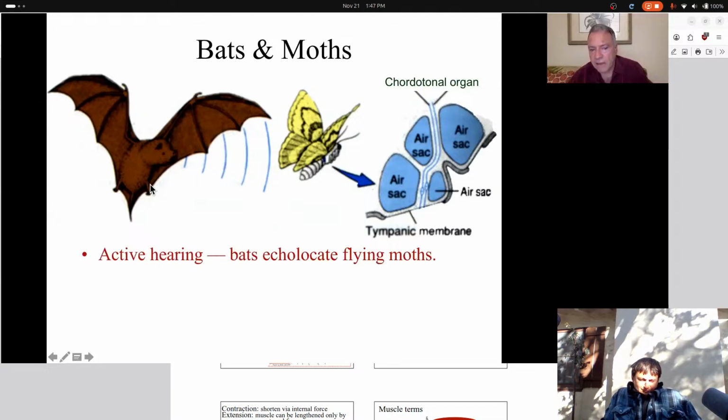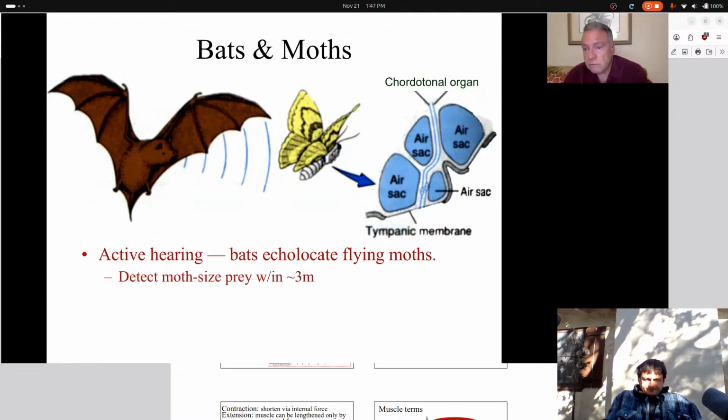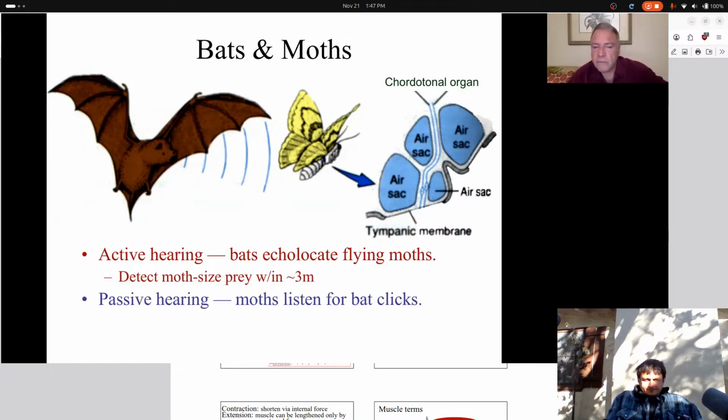So the bat is active hearing, right? It's echolocating. It's making sounds and listening for its echoes. And it can detect something the size of a moth within about 3 meters. I guess that's a pretty good distance to detect something that small while you're flying. The moth is doing passive hearing. It's listening for sounds made by bats.